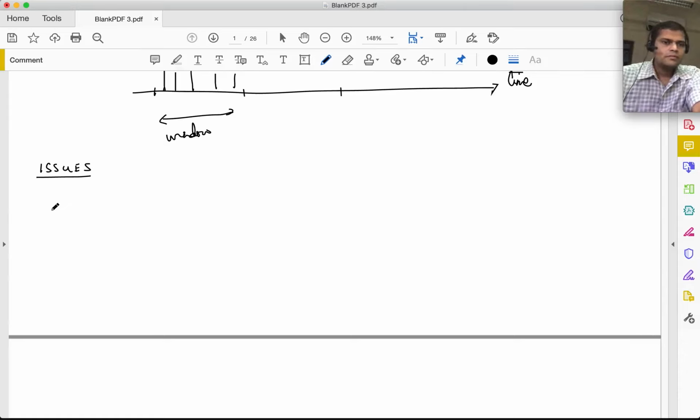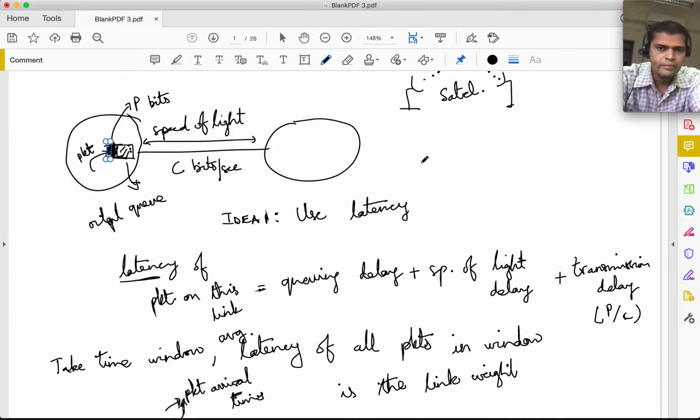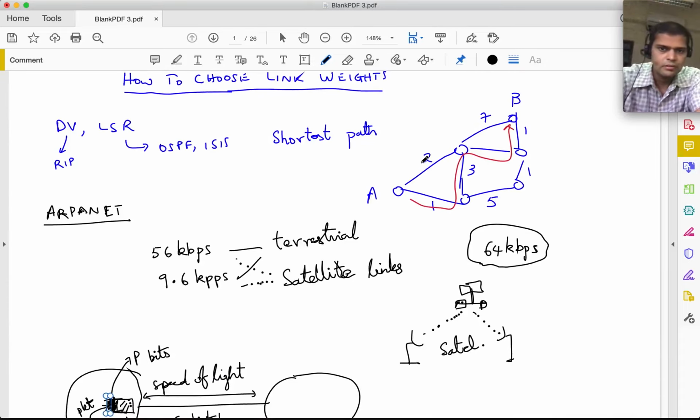So first of all, they found out there were lots of oscillations. So meaning that under heavy load, there were a lot of routing path oscillations. And why would that happen? Let's go back to this example.